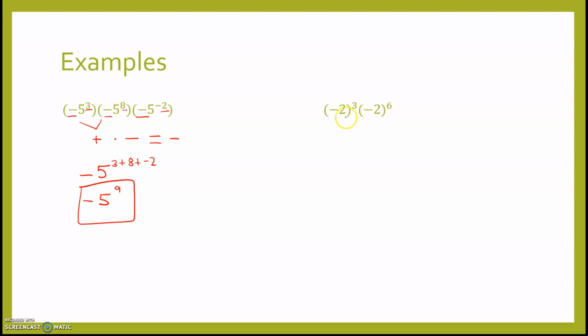Now look at this one. Here, this is saying that the base is actually negative 2. By having the parentheses around everything and the exponents outside, this is saying the base is a negative 2. So that means you do not want to change what's inside there at all. You have to always keep the base the exact same. And then you just add together the exponents. 3 plus 6. So it's going to be negative 2 to the 9th. But you have to leave that parentheses in there. That parentheses is important in that final answer. Okay.